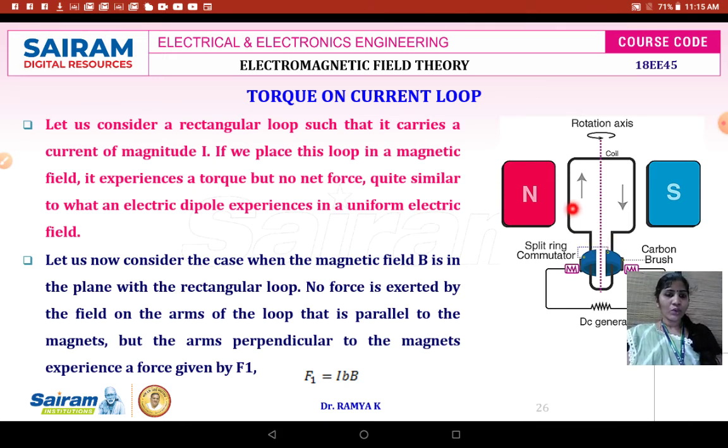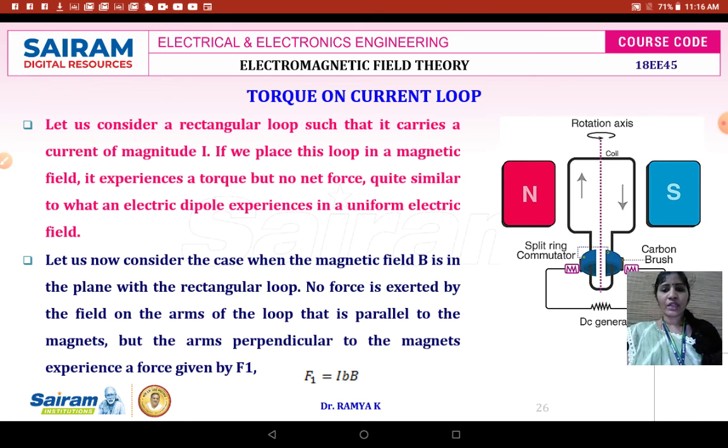Why? Because the current flowing through this particular part of the conductor experiences one force, and here, due to the current flowing in this part of the conductor, it is going to exhibit a force. Therefore, the total force acting on the left hand side and right hand side is going to be 0. But there will be a current flowing through the closed path, and hence the torque will be exhibited along the axis of the rotation. So it can experience a torque, but the force experienced will be equal to 0.